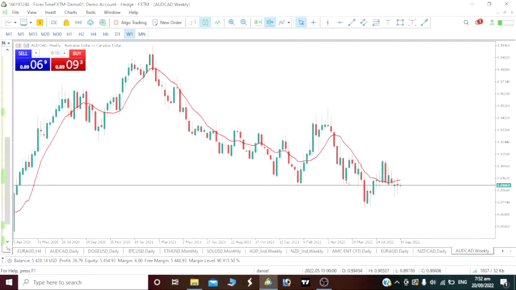So guys, let's take a look at this AUDCAD card we have here. Make sure you actually stick to the end.